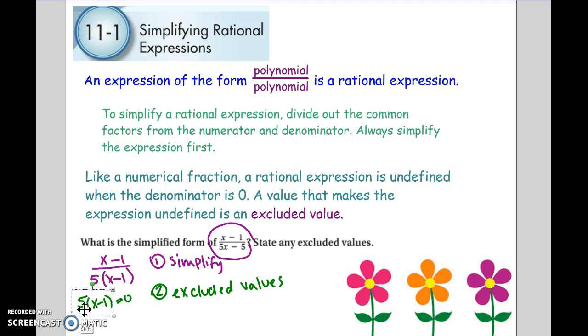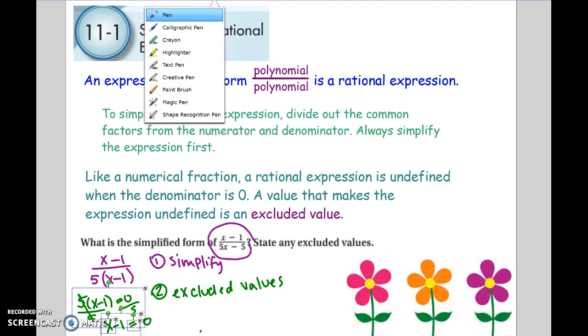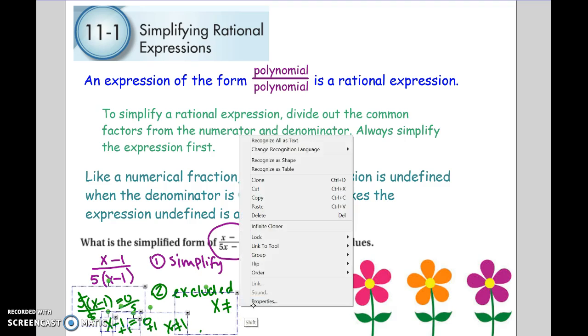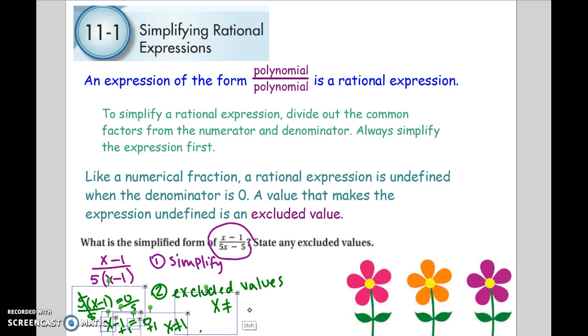So I would divide by 5, and 0 divided by anything is 0, so basically the 5 just cancels out. And I'm left with x minus 1 equals 0. Sorry, I don't know why this is doing this. And then we are going to add the 1, which means x cannot be 1. That is my excluded value. X cannot equal 1.